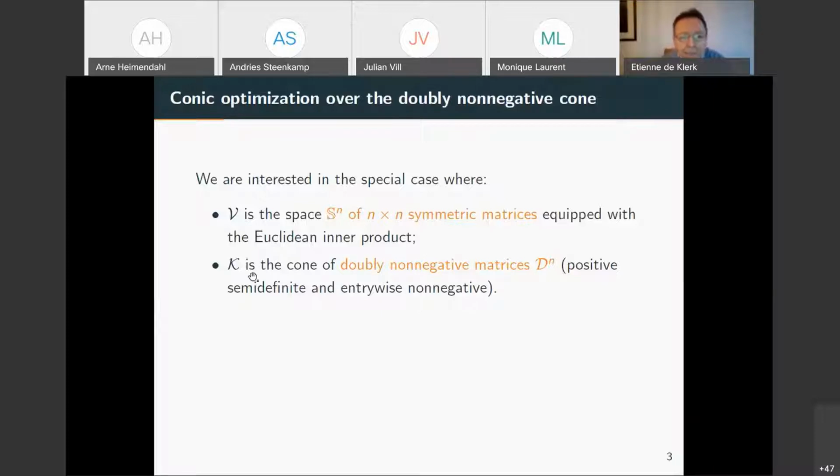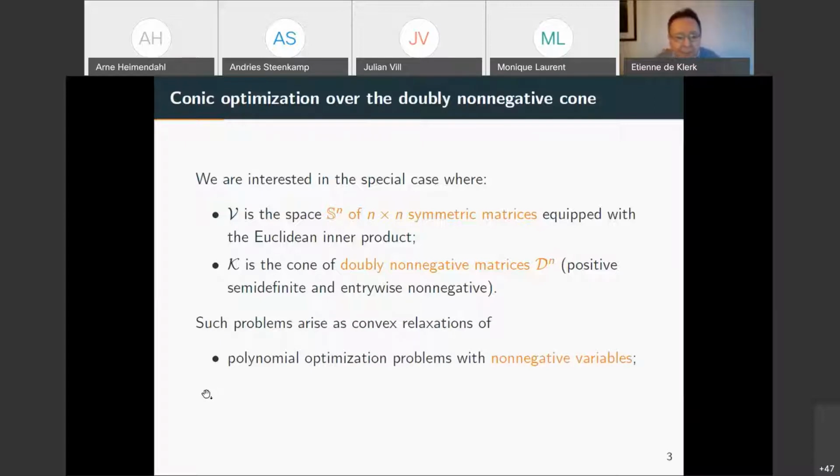And then in particular, we're interested in the case where K is the cone of doubly non-negative matrices, and we give it a name. The n by n doubly non-negative matrices we will denote by D^n. And sometimes we will also be interested in the case where K is the positive semi-definite cone of order n. Okay, so I think that is very clear so far.